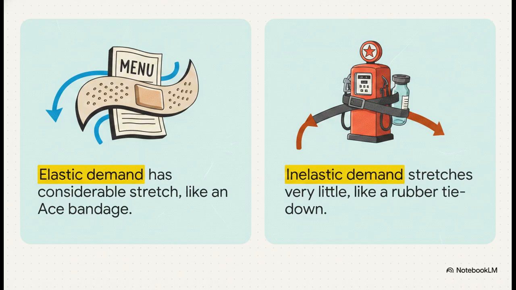But if it's an essential good like gasoline or life-saving medical care like insulin, the demand is inelastic. That's more like a heavy rubber tie-down. You can pull and pull on the price, but the consumer's demand barely stretches at all, simply because they have no other choice but to buy it.